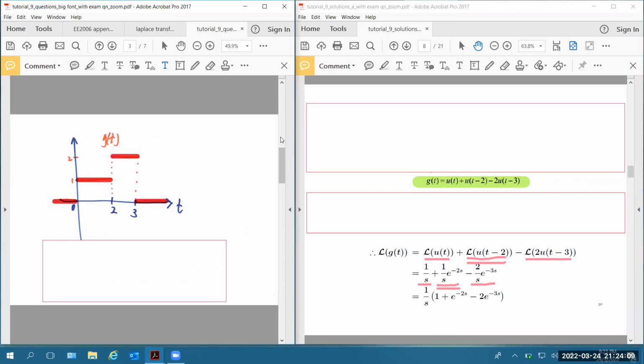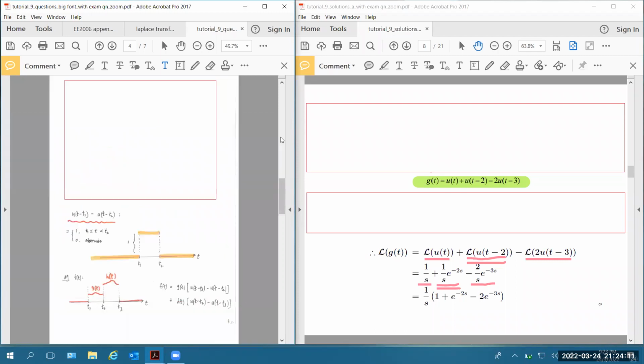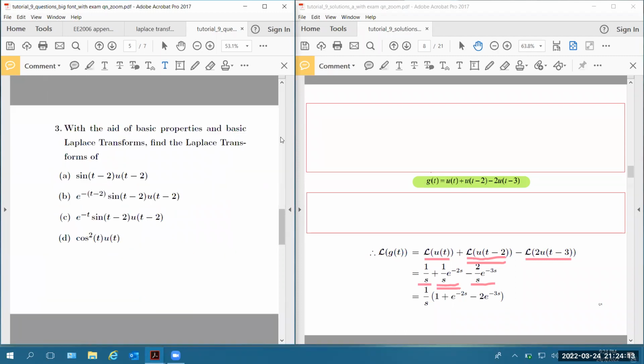Oh, actually, I got the diagram here. I also have it here. Okay, I forgot that I have it there.